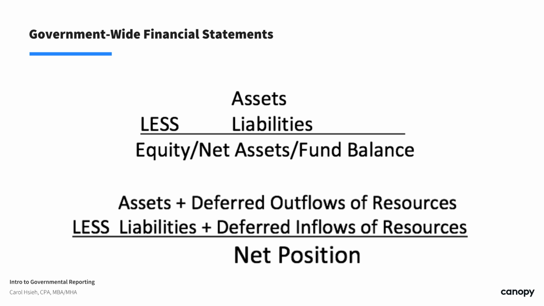Now, deferred inflows of resources is an acquisition of net assets by the government that is applicable to a future reporting period. Examples can be unavailable revenue or advance collections. And deferred inflows of resources should be reported in a separate section following the liabilities. Now, with this new change, GASB also changed the term from net assets to net position.